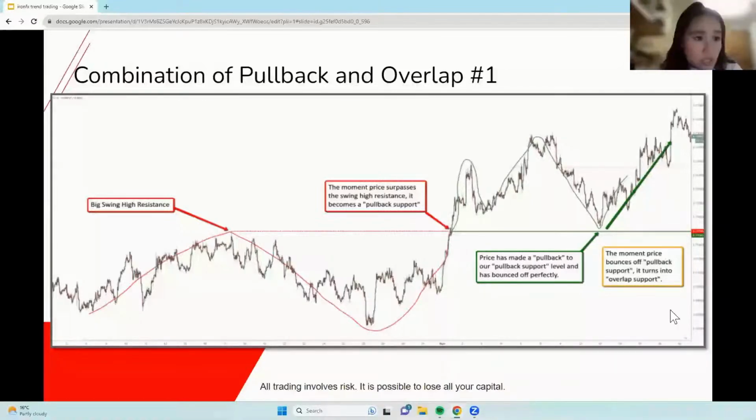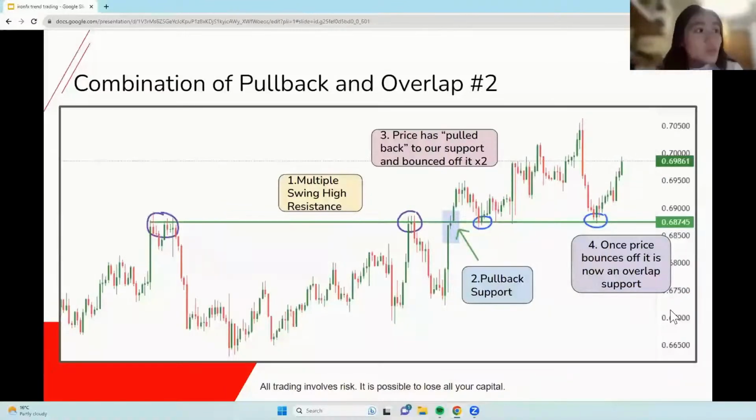Okay, let's move on. So here's another example. We have multiple swing high resistance. You can see from the purple circles here, one swing high here and one swing high here. Next, at point number 2, I have an arrow indicated here. That's where price surpasses the resistance. So price surpasses the resistance, and then we call it a pullback support. So you can see how the resistance then changes to a support level once price surpasses it.